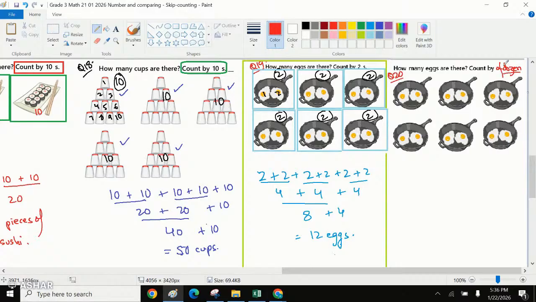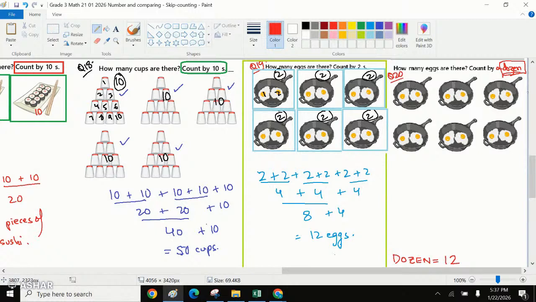Okay. What is a dozen? What does the word D-O-Z-E-N mean? See, when we go to buy eggs, we buy by a dozen, right? We can buy fruits by a dozen. Okay. Dozen means 12. A box of 12 would be a dozen.